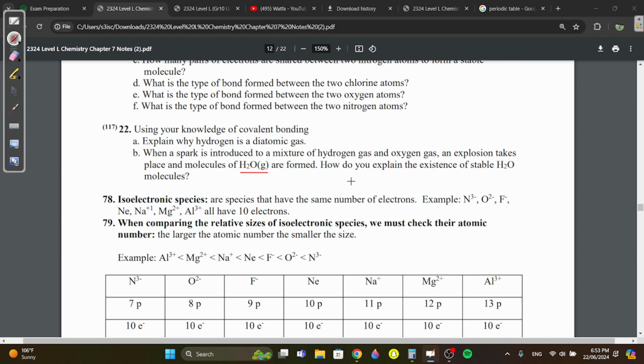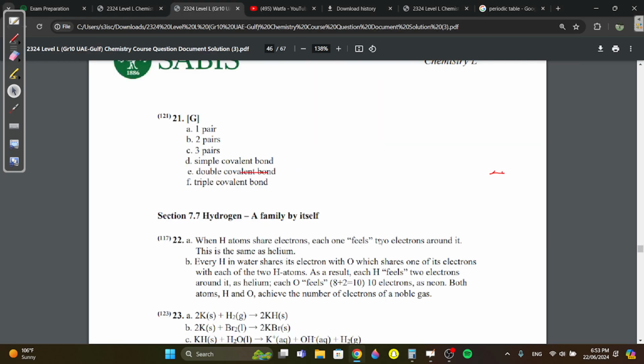Okay, when a spark is introduced to a mixture of hydrogen and oxygen gas, an explosion takes place and H2O is formed. How do you explain the existence of stable H2O molecules? Okay, I'm going to show the solution. I'm not going to make something up because I'm going to try and give you the exact answer. And I'm going to explain the answer given.